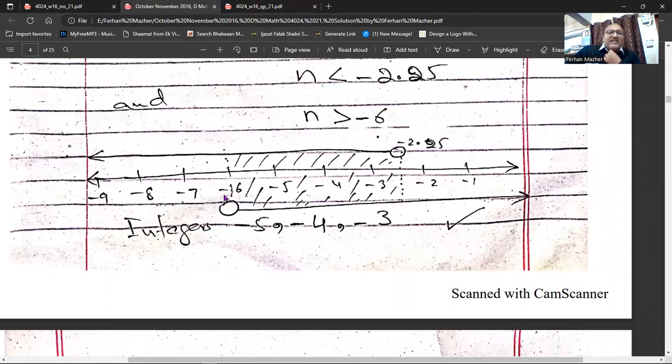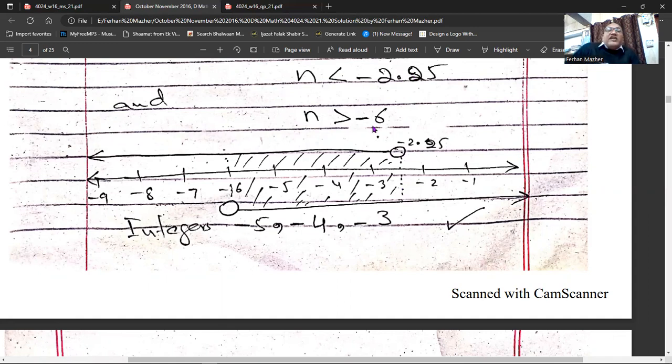Okay, -9, -8, -7, -6, -5, -4, -3, -2, -1. He says the n value is less than -2.5. -2.5 will be approximately here somewhere. Make a circle here. And so, less than -2.5, the arrow goes towards the left.